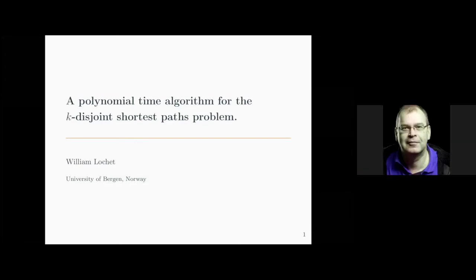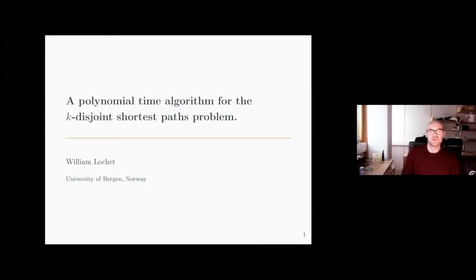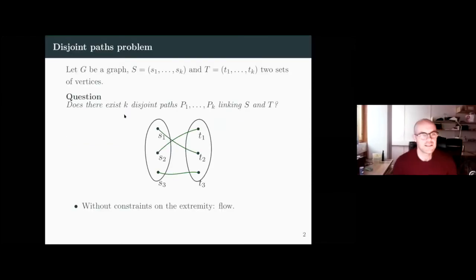So today I'm going to present to you a polynomial time algorithm for the k-disjoint shortest path problem. Before talking about the disjoint shortest path problem, let's start with the very classical disjoint path problem. So the setting is the following. You have a graph G. For the moment, it's undirected. We'll talk a bit about the directed case later.